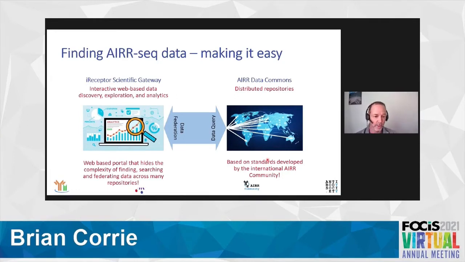Essentially what the user is doing in this case is sitting in their web browser, typing a query saying, I want all of the AIRR-seq cancer studies. I want a specific type of cancer. I'm interested in female patients that are over 40 years of age. You type those queries into your web browser. You click a button. That query gets sent out to 10 different repositories. You get some responses back with the data that you're interested in.